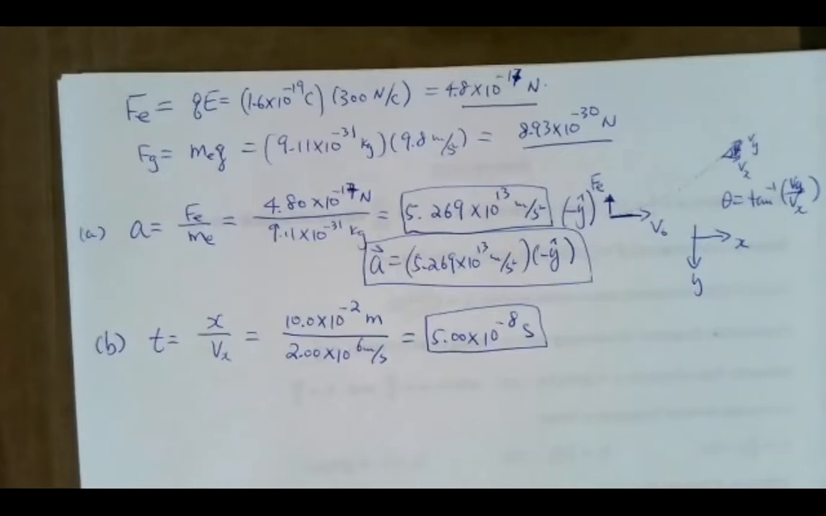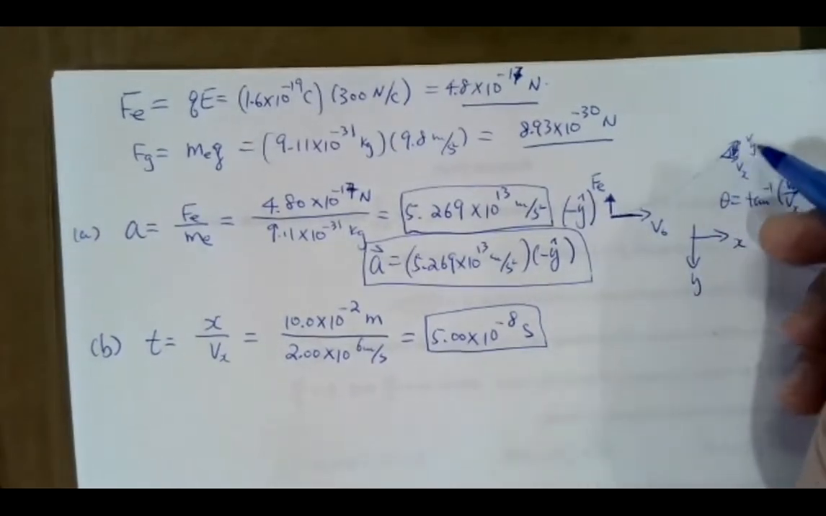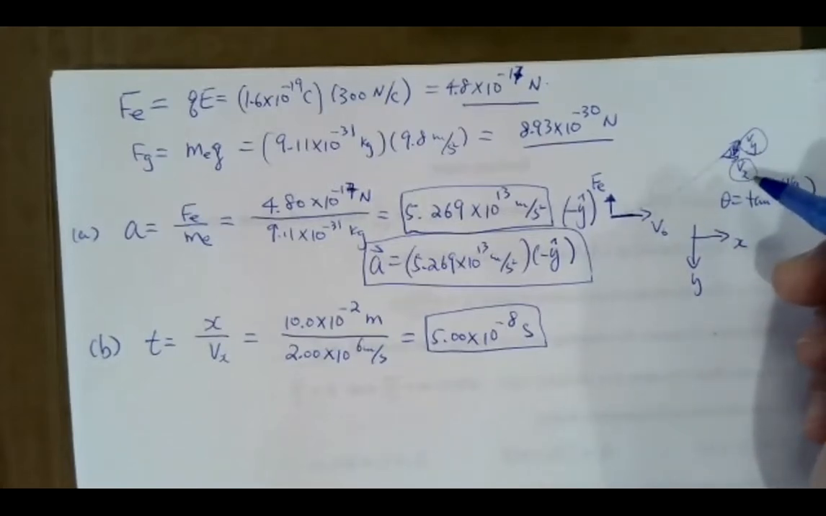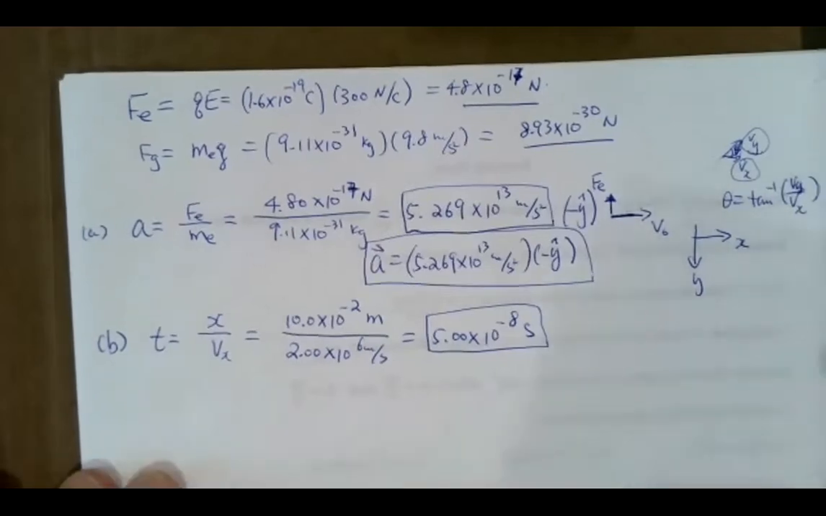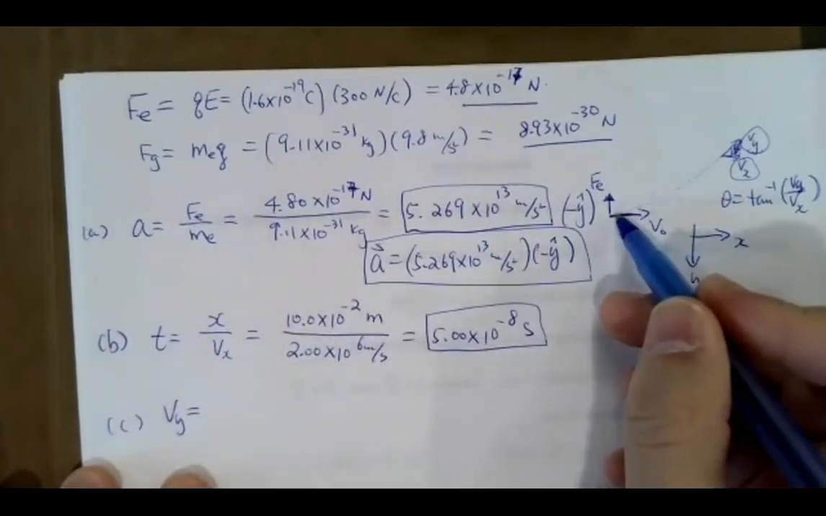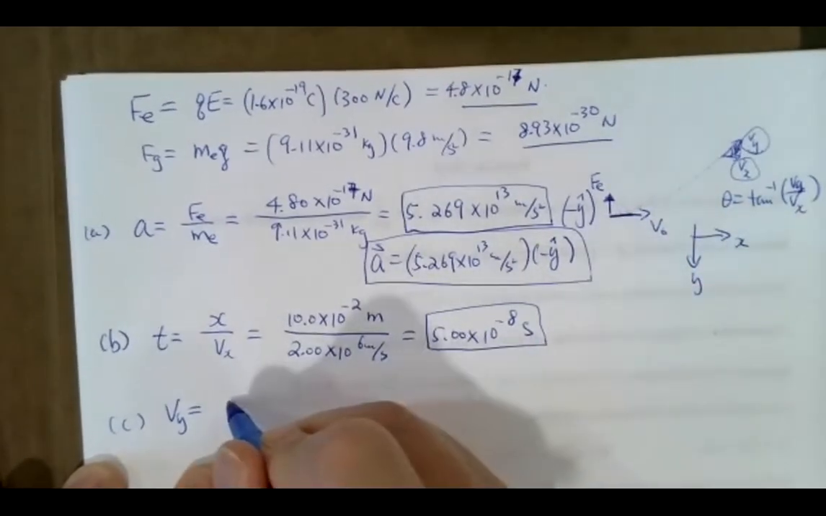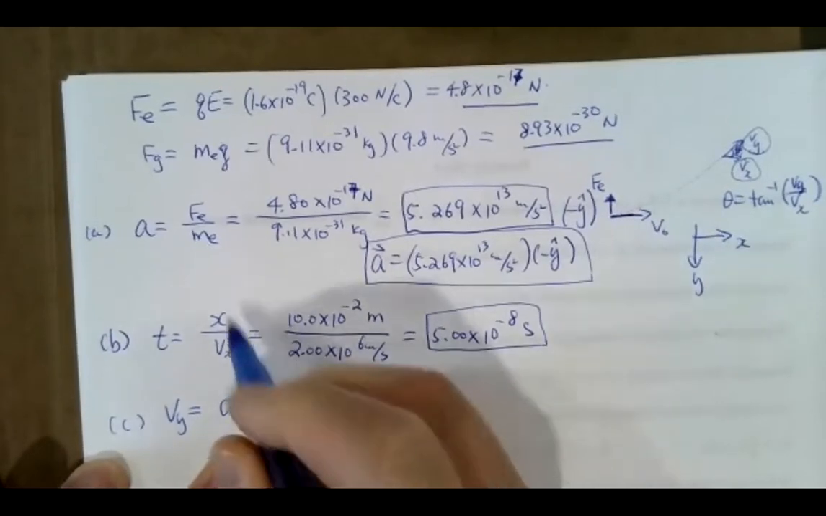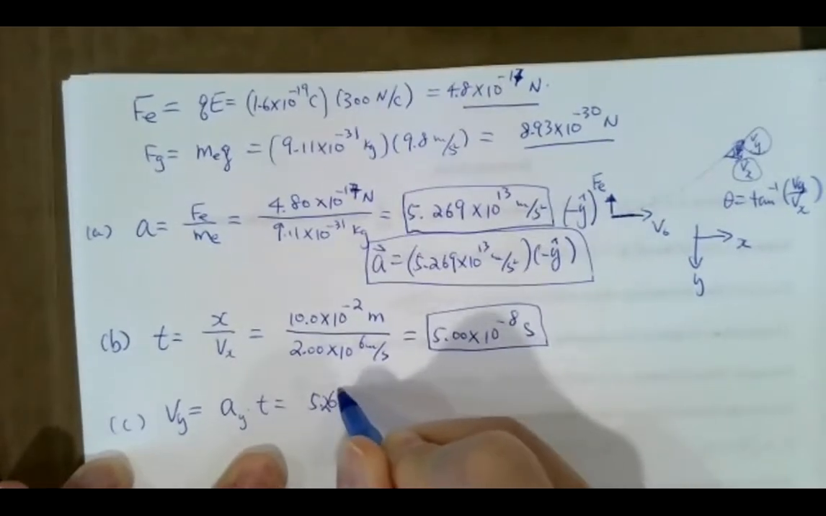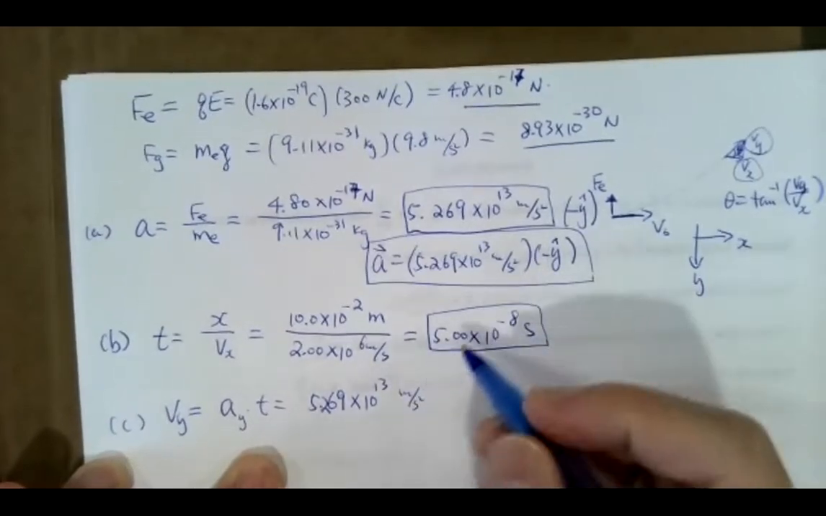At what angle is it being deflected? So you need to find the velocity after it travels 10 centimeters in the x direction, right? And you have the original velocity in the x direction, because in the x direction there's no force on it. So you have to calculate Vy first. Initially it's only in the x direction, so the initial y velocity should be 0. So then Vy will be just equal to a in the y direction times t, okay? 5.269 times 10 to the 13 meters per second squared. Now remember, it's a negative number, okay?